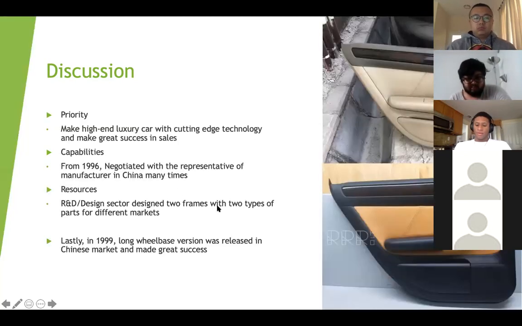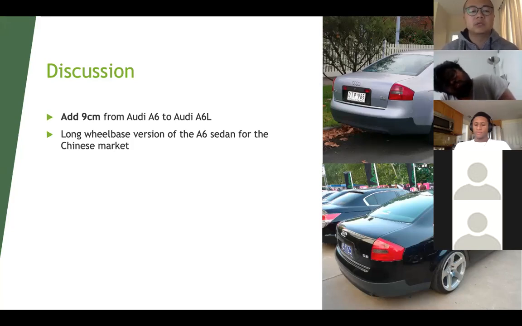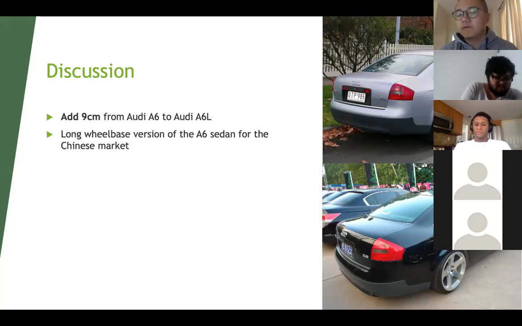So can anybody tell me why the engineer or the Chinese market customer or the manufacturer in the Chinese market wanted to add 9 centimeters more from the previous version? Would that make it longer from the inside, wider from the inside, or just for the look? Yeah, that's right. But why didn't they introduce this kind of version into the US market?